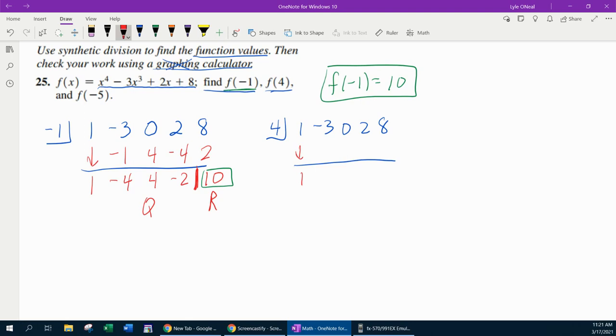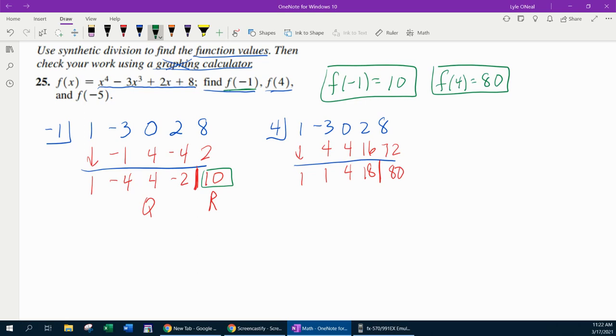The 1 comes down. 4 times 1 is 4. 4 minus 3 is 1. 4 times 1 is 4. 0 and 4 is 4. 4 times 4 is 16. 16 and 2 is 18. 4 times 18 is 72. 72 and 8 is 80. So then we can say f of 4 will be 80.